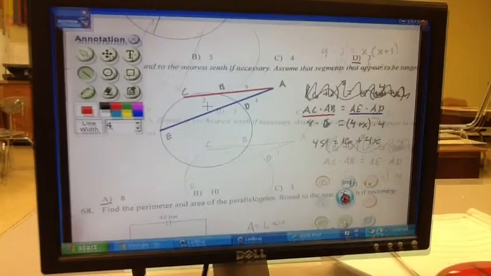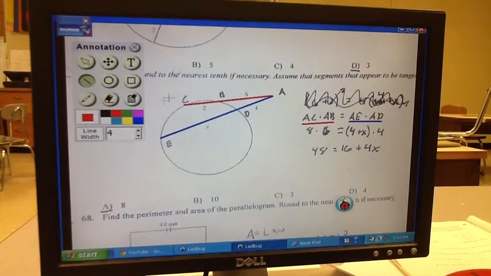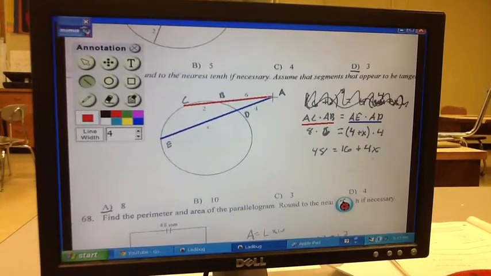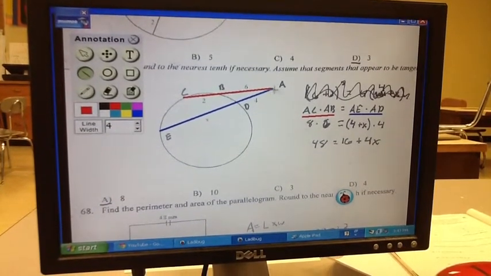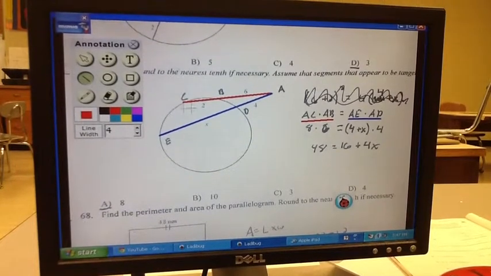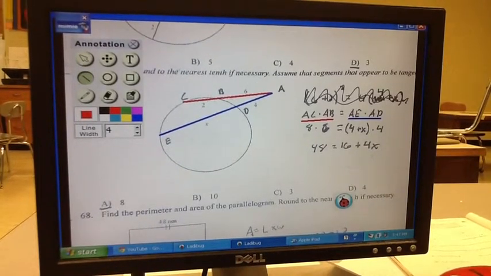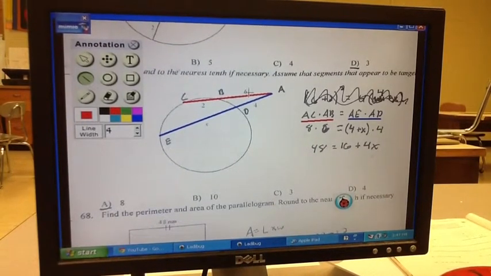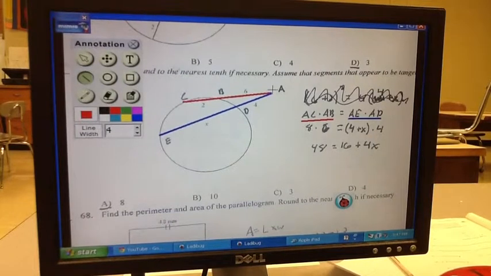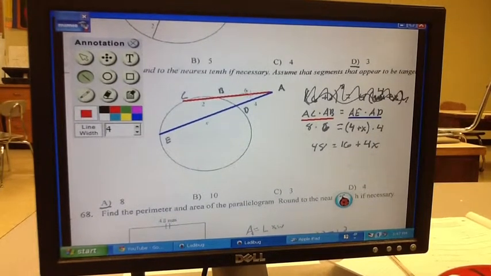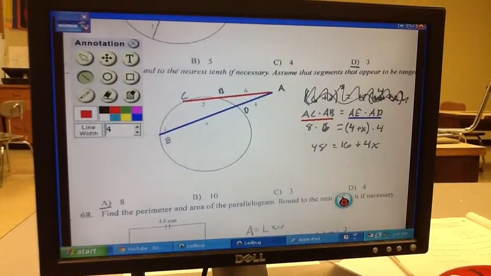Alright, moving on. We're on 67. Remember, we're on the outside. We're not doing arcs anymore. We're doing actual lengths from A to B and B to C, A to D and D to E. Remember that red line, we do the whole thing. So 6 plus 2 is 8, times the outside, which is 6, is equal to the whole thing of A to E.